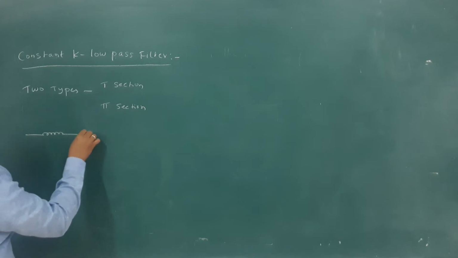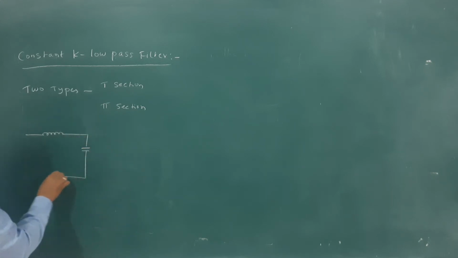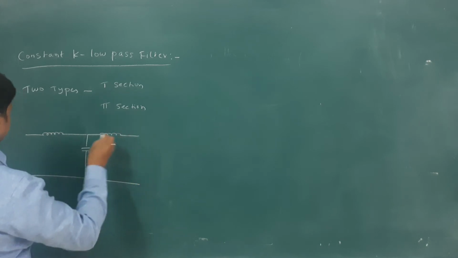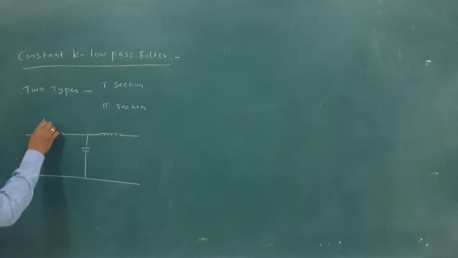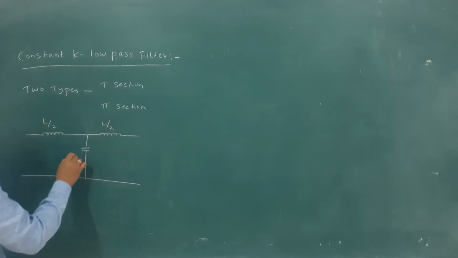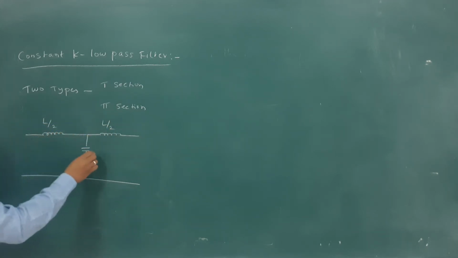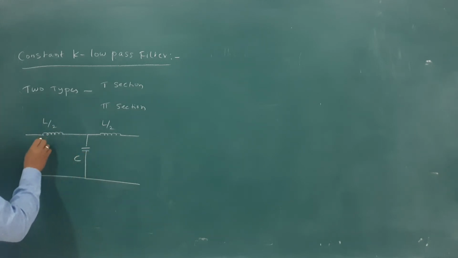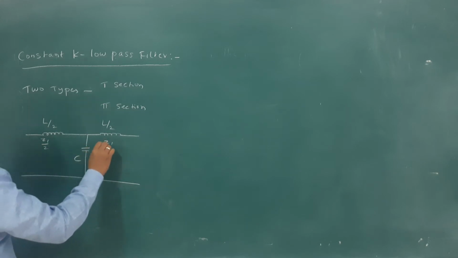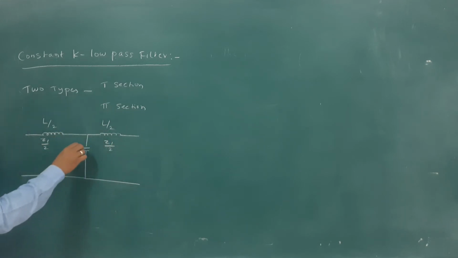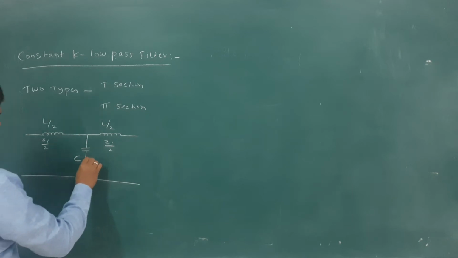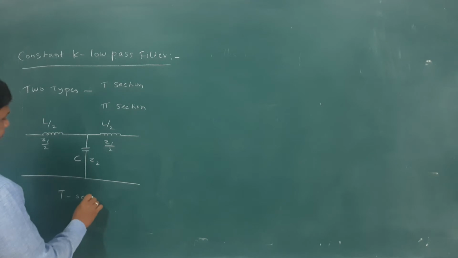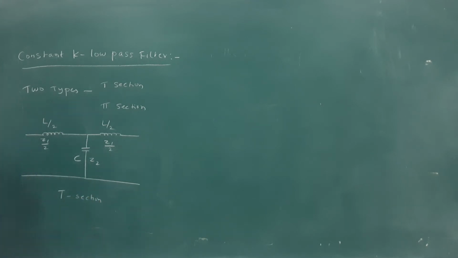So if you have an inductance like this, and a capacitance, and then an inductance again, it is L by 2, L by 2, as it is in series we are dividing L by 2, L by 2, and this is a shunt, so it is C. And this is also Z1 by 2, and Z1 by 2, because it is impedance only, and this one can be written as Z2 for a T network, T section or T network.